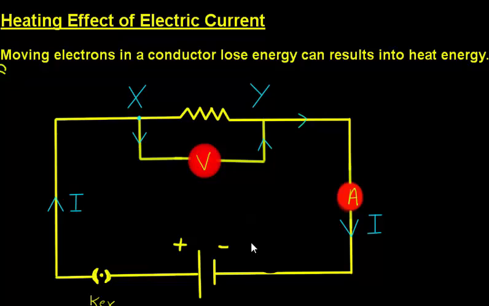Now friends, let's come towards the heating effect of electric current. Actually, moving electrons in a conductor lose energy, which can result in heat energy. So let's discuss something about the electric circuit. Friends, in the electric circuit, there is a source of energy. Source of energy, just like right here, this is a source of energy.